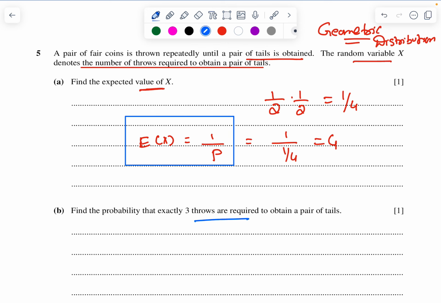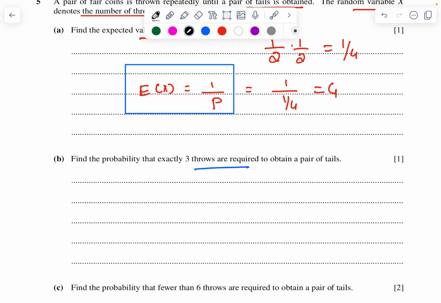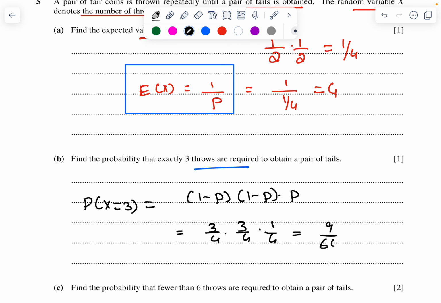Now coming to part B. Find the probability that exactly 3 throws. So probability of x equals 3. The first throw should not be a pair of tails, the second throw should not be, and the third throw should be. So which is 3 upon 4 times 3 upon 4 times 1 upon 4, which is 9 upon 64.